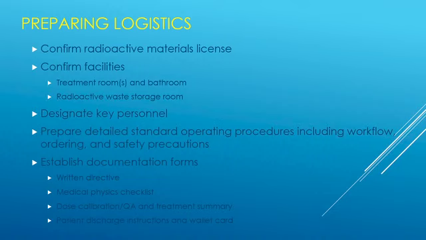So these are the basics. You're going to need to get your radioactive materials license. You are going to need facilities, and we're going to go through these items one by one. Depending on what type of modality you're going to be doing, you're going to need different facilities. You're going to need to identify your key personnel, standard operating procedure, safety precautions, and of course you want your documentation forms, the same as you do for any other therapy procedure. Written directives, medical physics checklist, dose calibration QA, treatment summary, and patient discharge instructions are really, really important in this field.